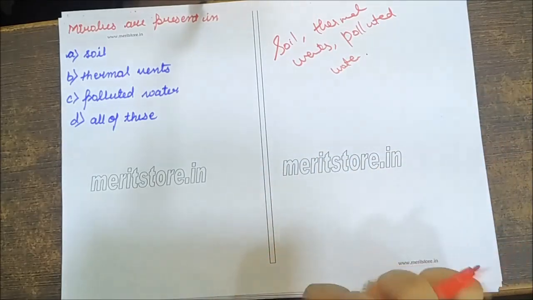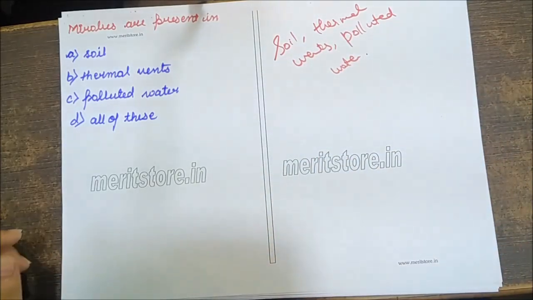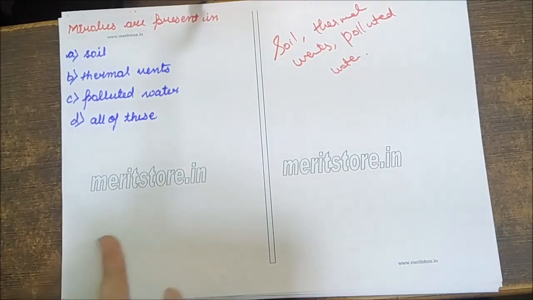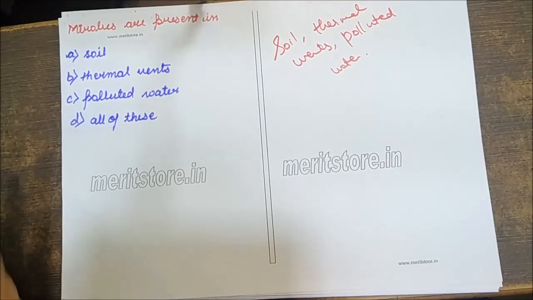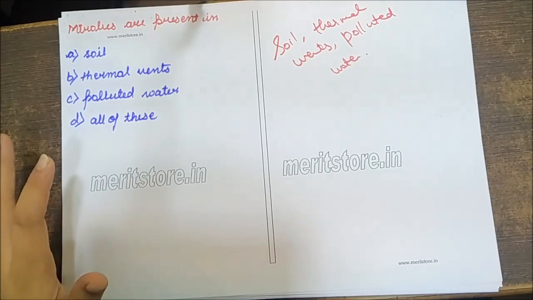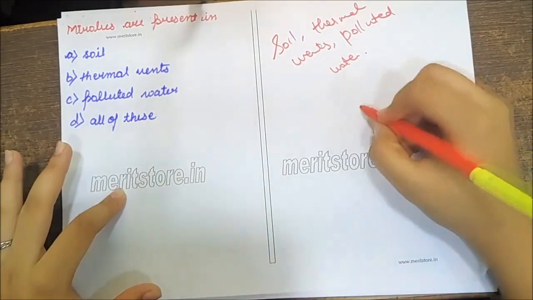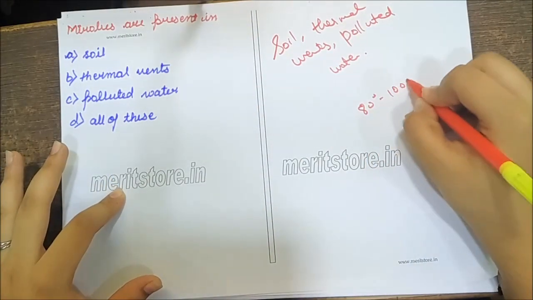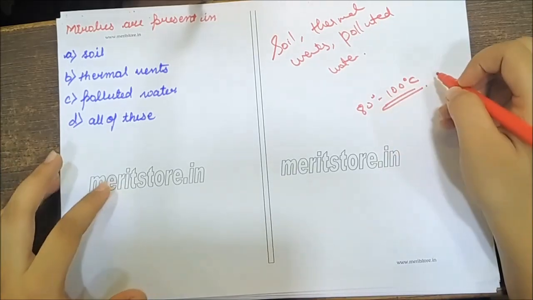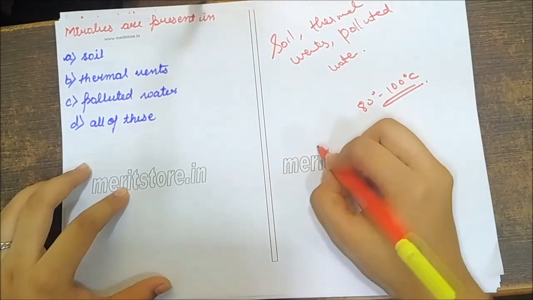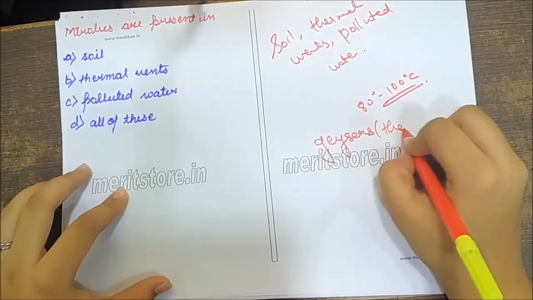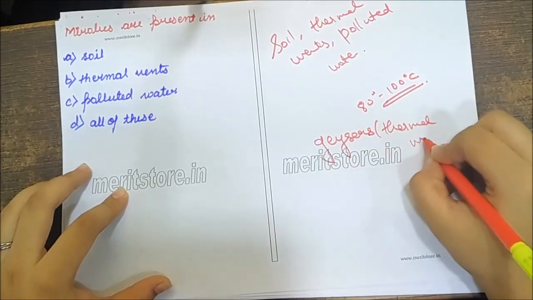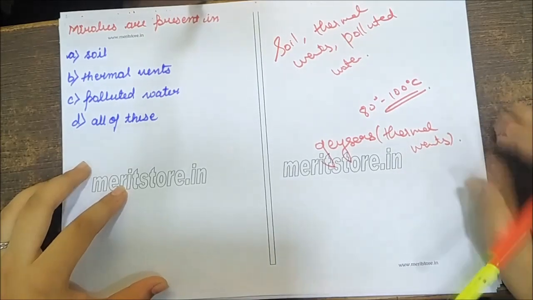Let's know how. Microbes are omnipresent, found in soil, water, oil, ice, inside bodies of human beings, animals, and plants. Some are found in hot springs at 80 degrees Celsius to 100 degrees Celsius, and even in geysers, which are also called thermal vents.